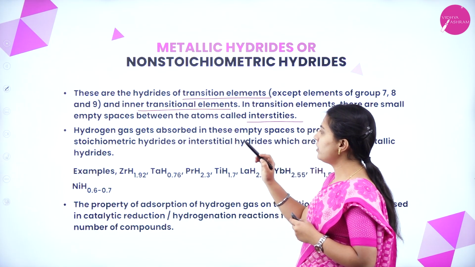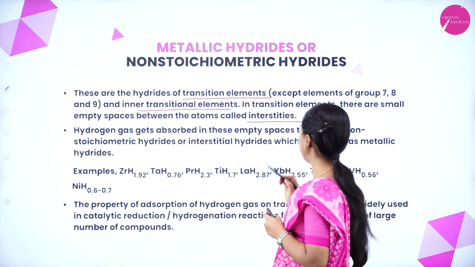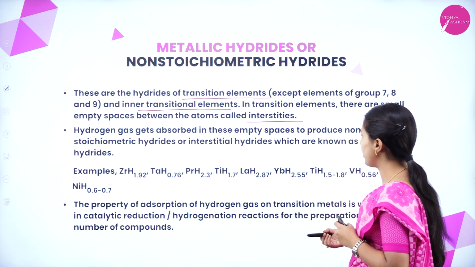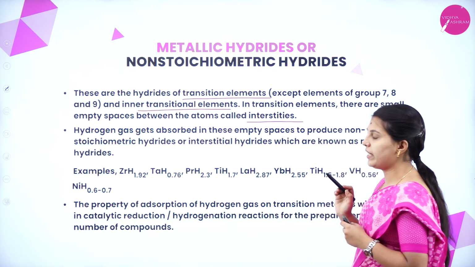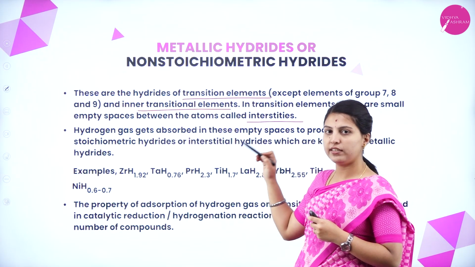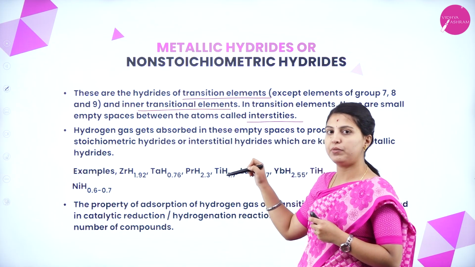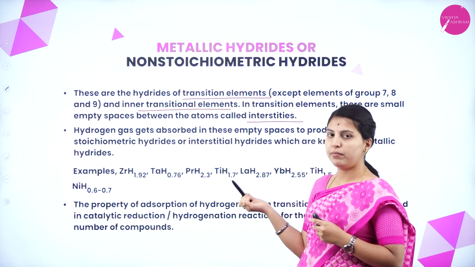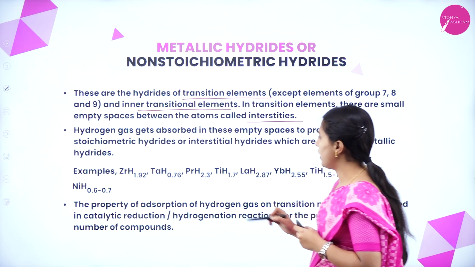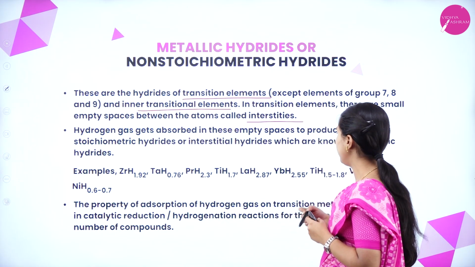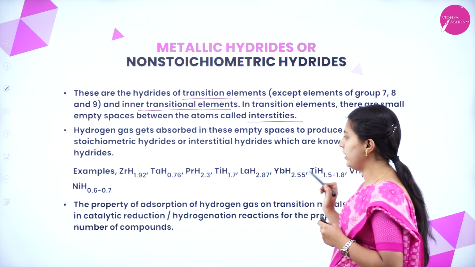Hydrogen gets absorbed in these empty spaces to produce non-stoichiometric hydrides or interstitial hydrides, which are known as metallic hydrides. In that gap or in that interstices, the hydrogen gas will get absorbed. There it will form non-stoichiometric hydrides or metallic hydrides. Okay, these are the examples: nickel hydride, lanthanum hydride, vanadium hydride, like that.